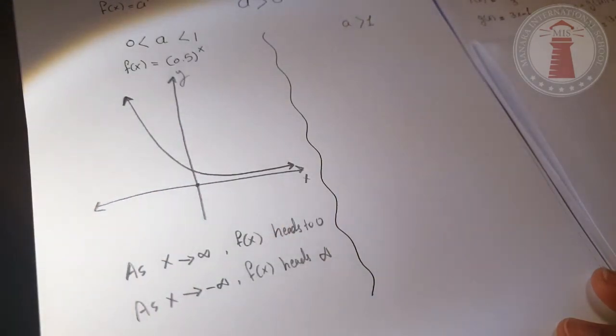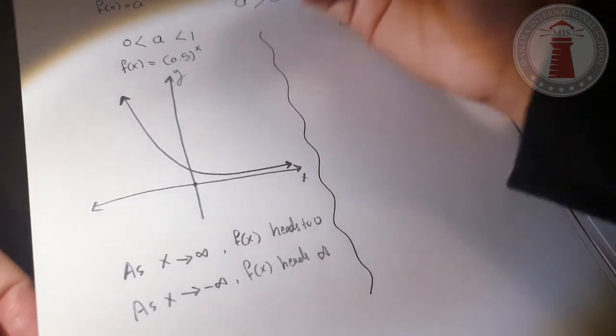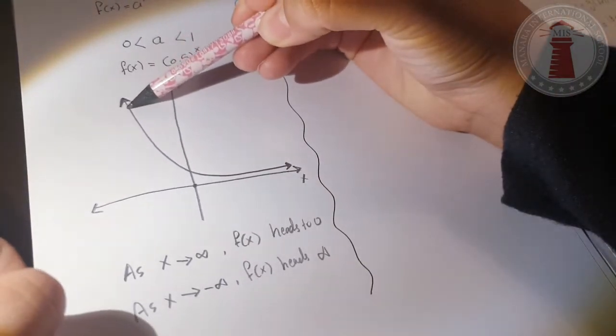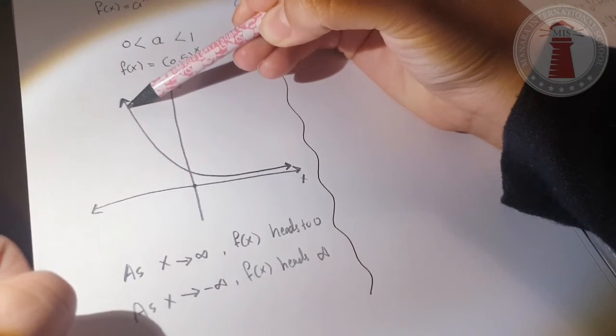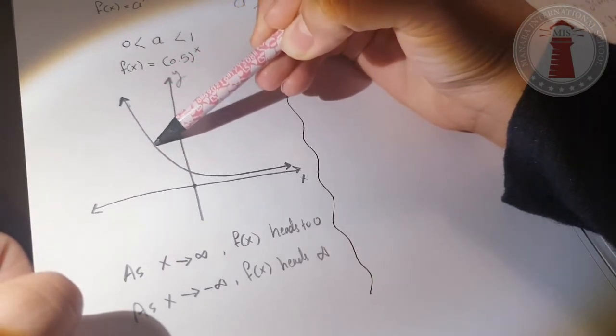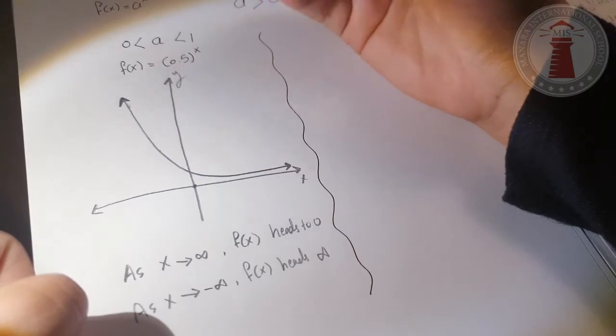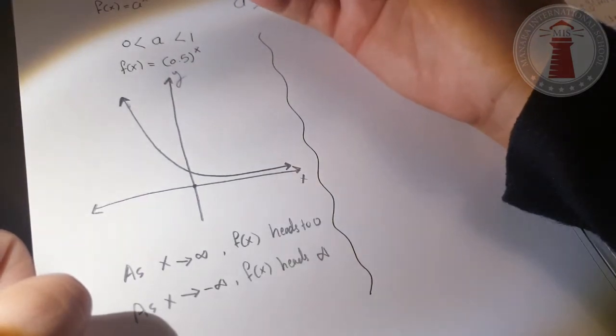Okay, this function is strictly decreasing, because look what's happening here. At some point, this is the f of x that we had, and then it just decreases very fast. So it's called a strictly decreasing function.